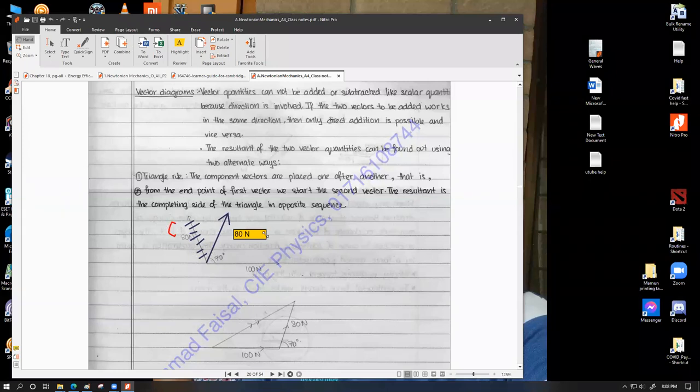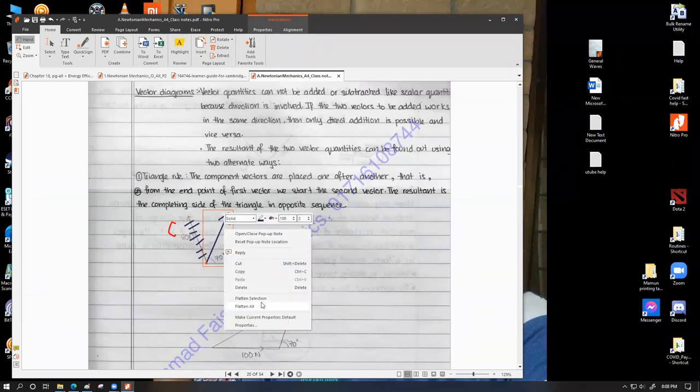So let's say we have two vectors that we're trying to work with. One, this was a wrong diagram, so that's why I cut it off. I gave a C over here. And these things flatten all.